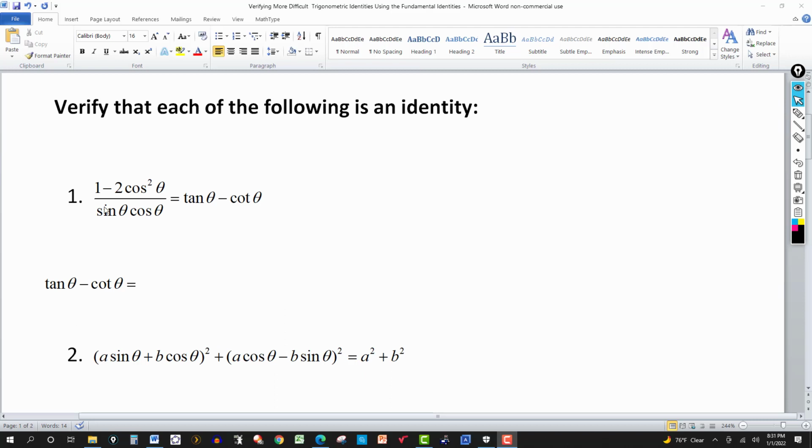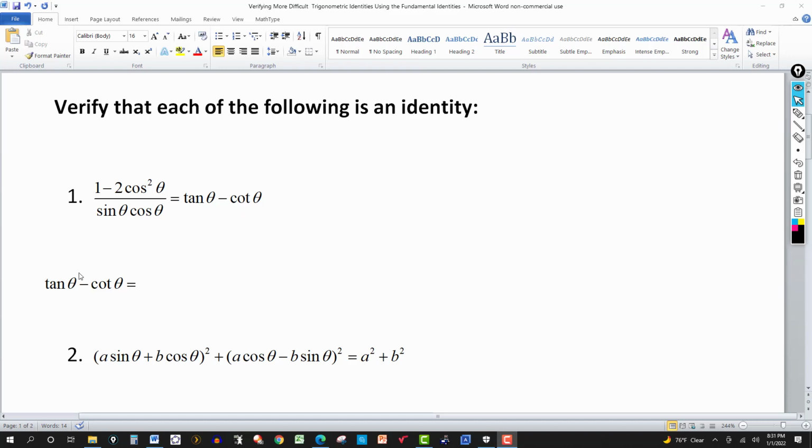I have 1 minus 2 cosine squared theta over sine theta cosine theta is equal to tangent of theta minus cotangent of theta. I had mentioned before that normally you want to pick one side and show that it simplifies to the other side, whether it's the left side or the right side. Normally you pick the side that is more complicated and try to simplify it to the other side. In some cases, it's not going to matter.